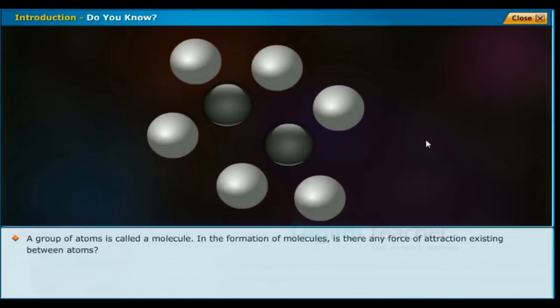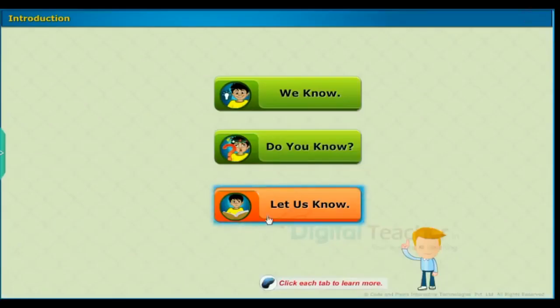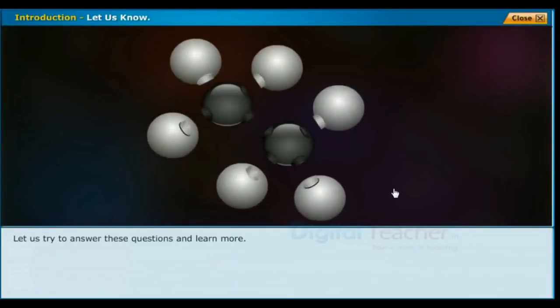A group of atoms is called a molecule. In the formation of molecules, is there any force of attraction existing between atoms? Moreover, why do some elements exist as molecules and others exist as independent atoms? Let us try to answer these questions and learn more.